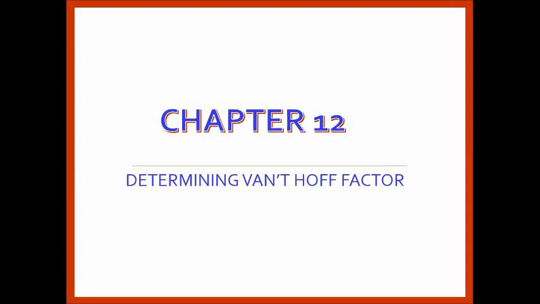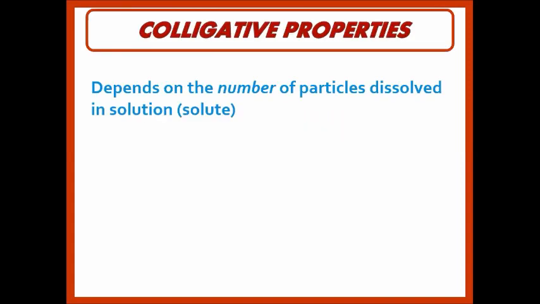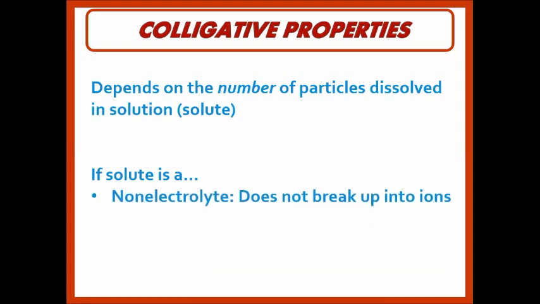In this video, we're going to discuss how we can determine the Van't Hoff factor for a specific solute. Remember that colligative properties depend on the number of particles dissolved in solution. In other words, they depend on the particles that the solute produces once they dissolve in solution. There are two different types of solutes, non-electrolytes and electrolytes.